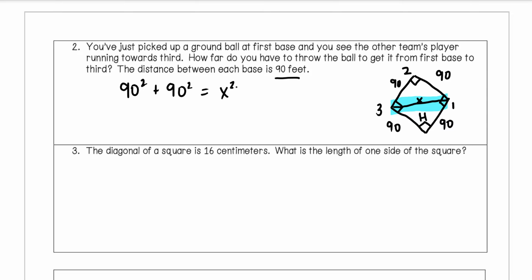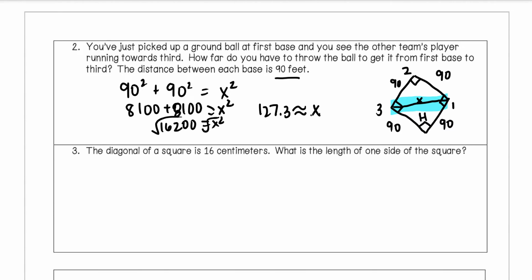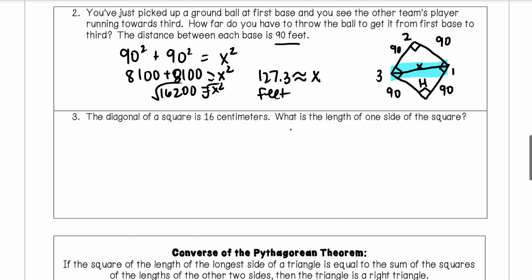to equal x squared. Well, 90 squared is 8,100. We add it to itself, and we get 16,200 equals x squared. Take the square root on both sides, and we get approximately 127 and 3/10 rounded will be equal to x, and we're going to put a label of feet on there to say that that would be the distance from first to third base.